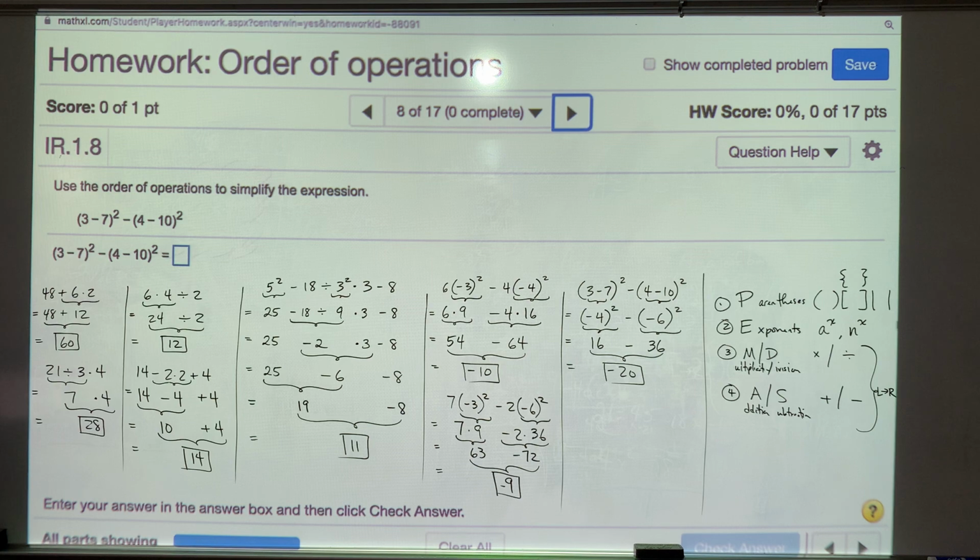Questions about problem number 8? Anything?